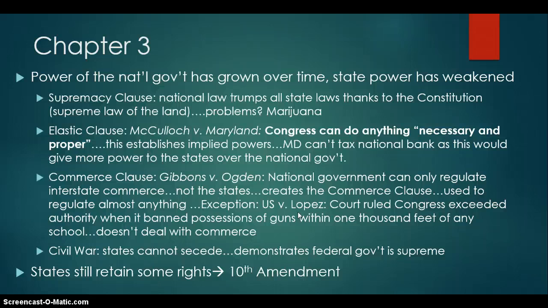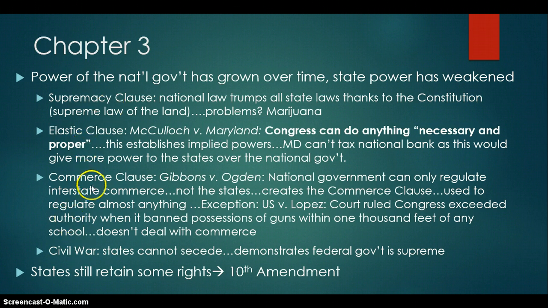And then last but not least, the Civil War. States cannot secede. This demonstrated that the federal government is supreme. States are not allowed to nullify laws. They're not allowed to leave the Union. And again, this all goes to show how the power of the national government has grown over time. So be familiar with these four main points.